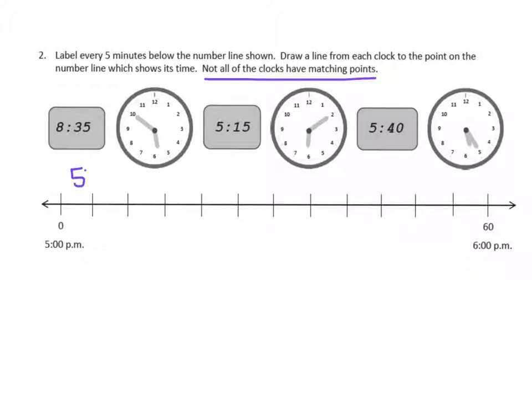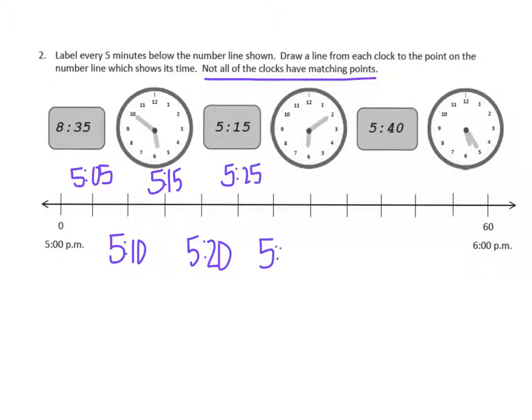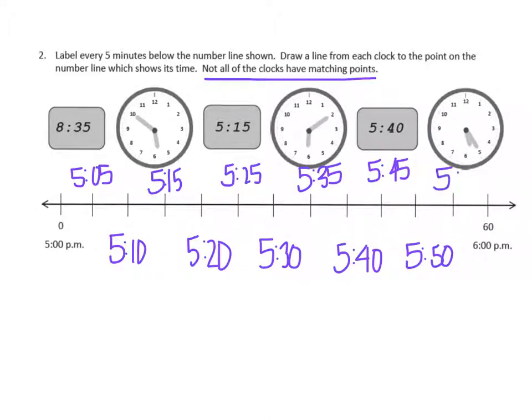That means 5 more minutes would be 5:05, then 5:10, then 5:15, 5:20, 5:25, 5:30, 5:35, 5:40, 5:45, 5:50, and 5:55.